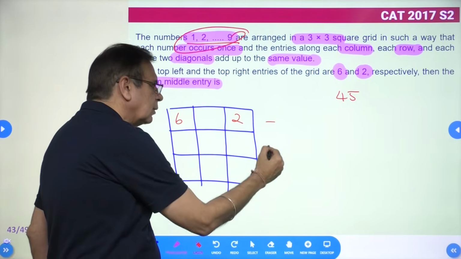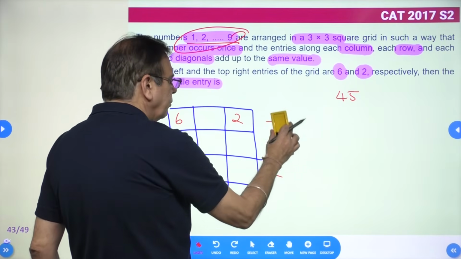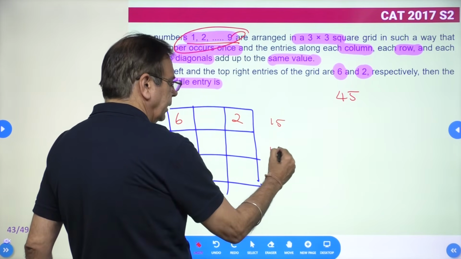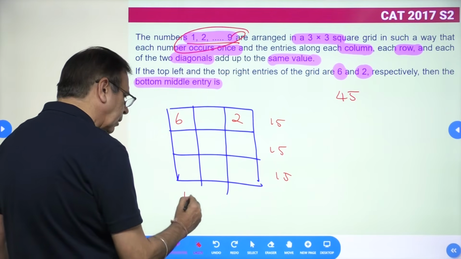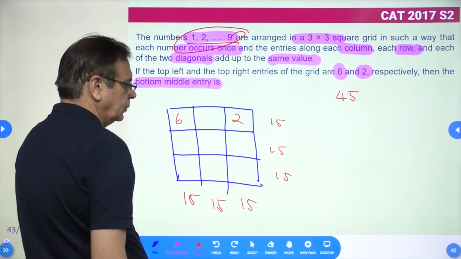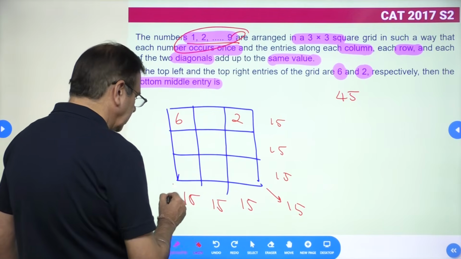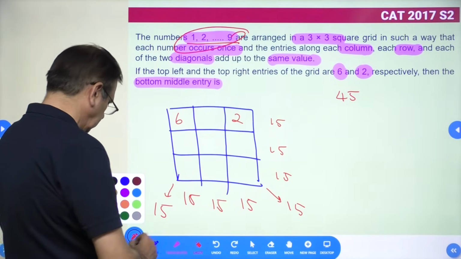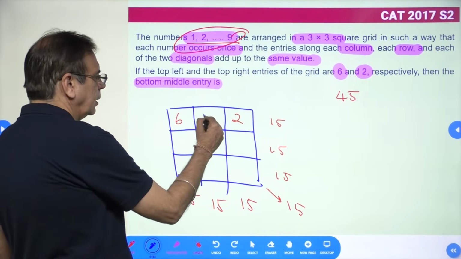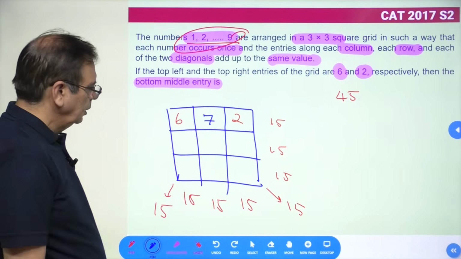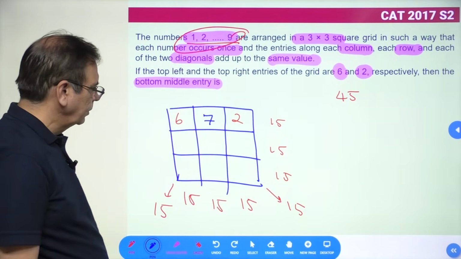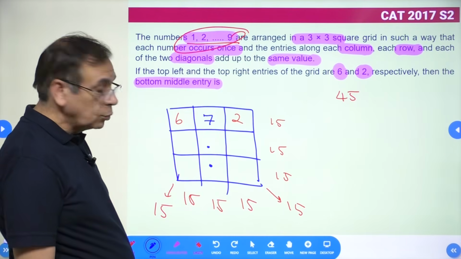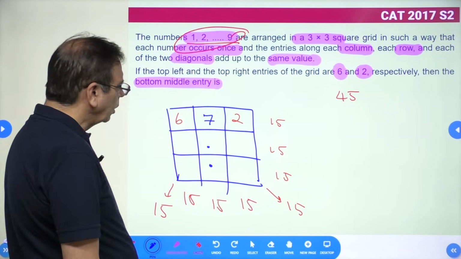Now the sum of each of these three rows is the same. That means the sum of each row should be 15. 45 by 3, which is 15. So the sum has to be 15, 15, 15. Similarly, each column should have a sum of 15, and the diagonal should also be 15. This diagonal also should be 15. Okay. Now, 6 plus 2, 8, so the third entry is 7. Now, we need to look at these others. If this is 7, that means these two should add up to 8.